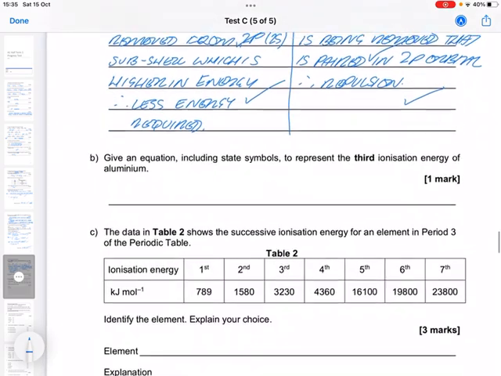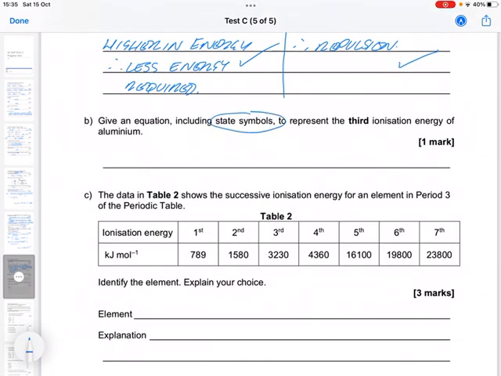Part B, give an equation including state symbols to represent the third ionisation energy of aluminium. So the second has already happened. State symbols, remember these have to be in the gaseous state. And again, I've written myself a little reminder over here.